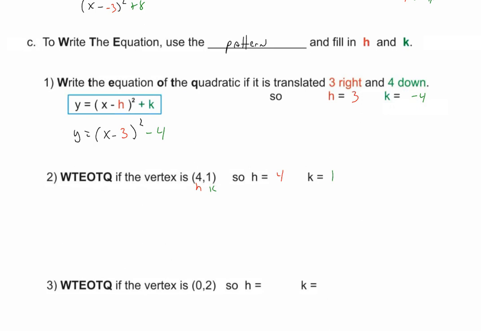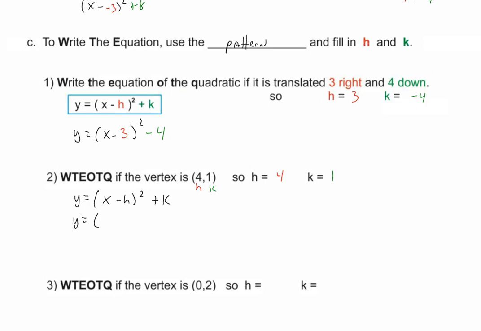So now we know h is 4 and k is 1. 4 is 4 right, and 1 is 1 up. But again, all we need is h and k, so we're going off of y equals (x minus h) quantity squared plus k. And you should write that every time you do a problem like this tonight for homework, because you need to start learning the pattern. Again, it's not hard, it's very similar to absolute value, but you need to learn your pattern.